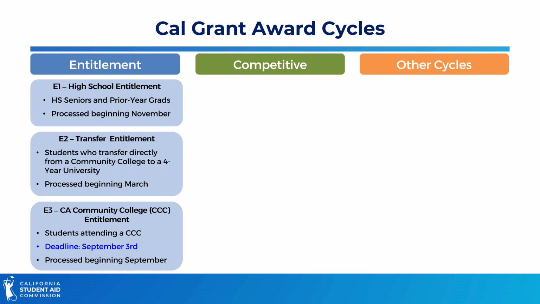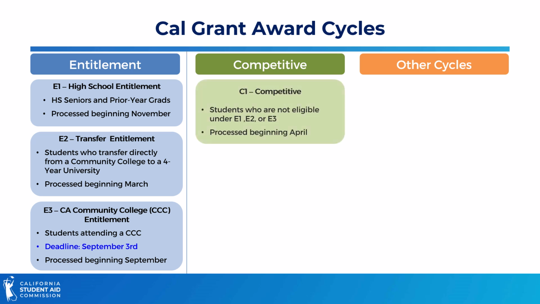Finally, we have E3, or the California Community College Entitlement Award. This is for students attending a community college. E3 awards are processed beginning in September. Under the competitive cycle, we have the C1 Competitive Award. This is for students who are not eligible under E1, E2, or E3, and competitive awards are processed beginning in April.